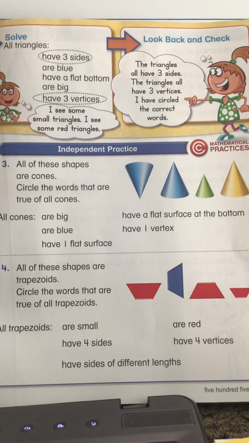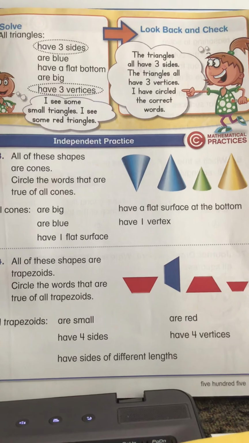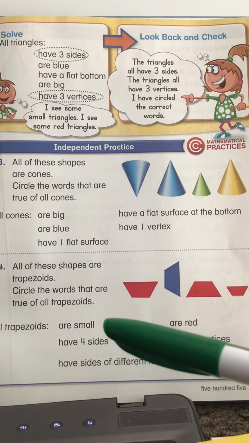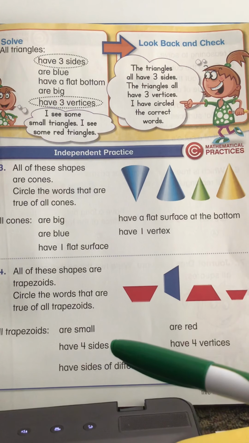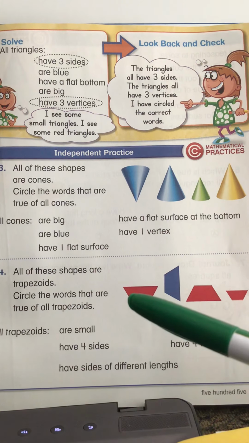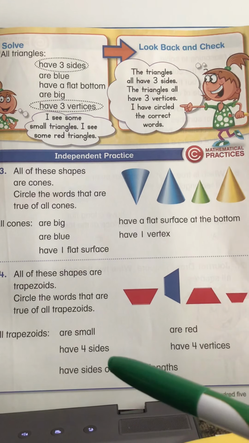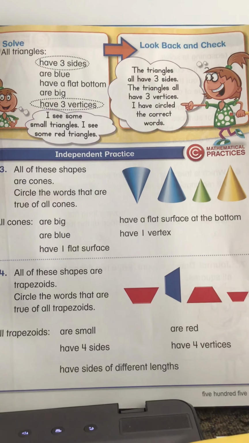All of these shapes are trapezoids. So let's find out about trapezoids. All trapezoids are small. No, they're not all small. All trapezoids have 4 sides. 1, 2, 3, 4. Yes, all trapezoids do have 4 sides. Circle it. All trapezoids have 4 sides.